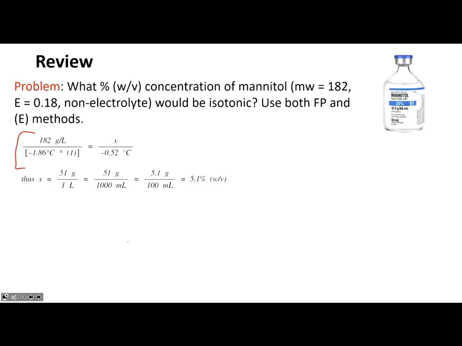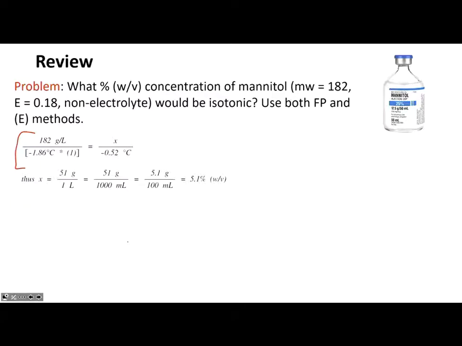Grams per liter, so just keep that in mind, but that's an X concentration over, do we know the freezing point depression we want our solution to have? Yes, we want it to be isotonic. What do isotonic solutions freeze at? Negative 0.52, so that's where the negative 0.52 comes from. Would you agree you can algebra solve for X?